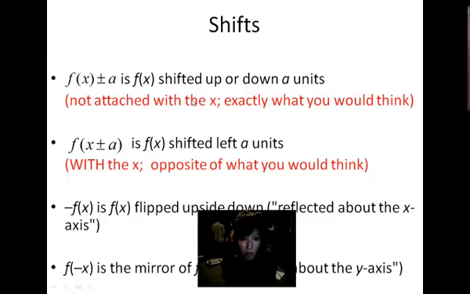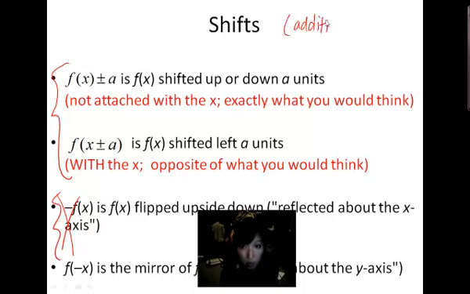Okay, so for now, we're going to ignore these two. We don't need this just yet. For now, we're going to look at shifts, which are going to be addition and subtraction. So addition and subtraction of some sort of numbers is what we're going to be looking out for. These are going to indicate shifts. So if you ever have a whole function and you have plus or minus a, and it's not attached to the x, so it's not with the x, that is a shift up or down that many units, and it's exactly what you would think.